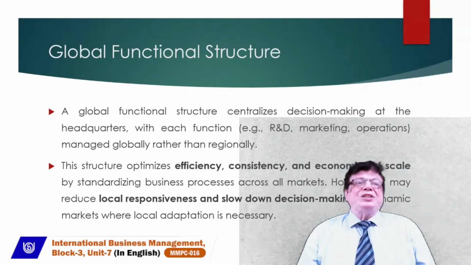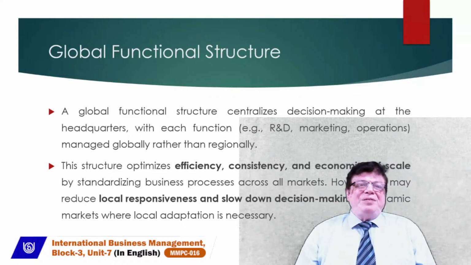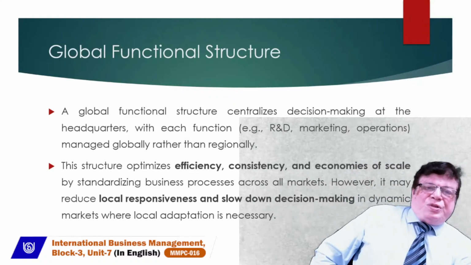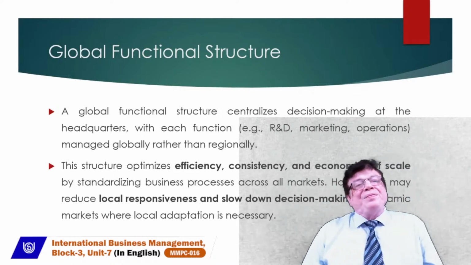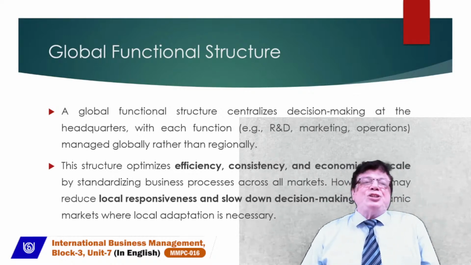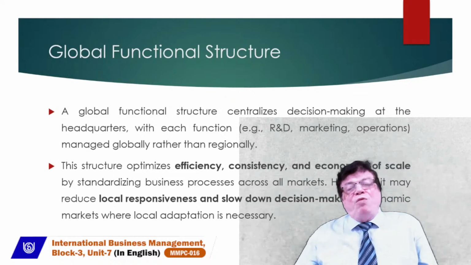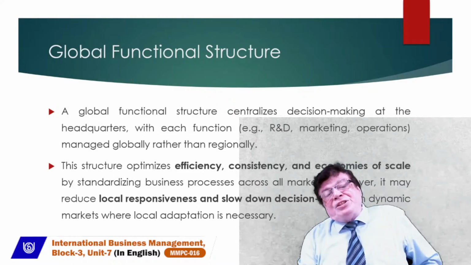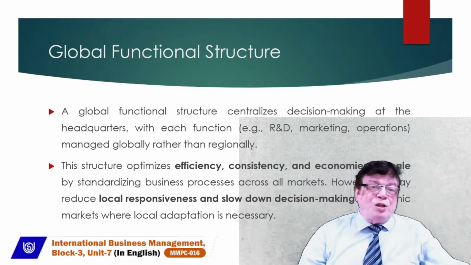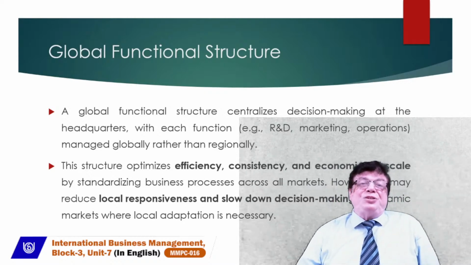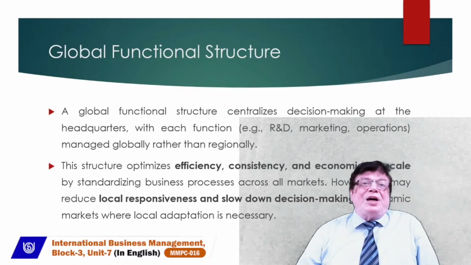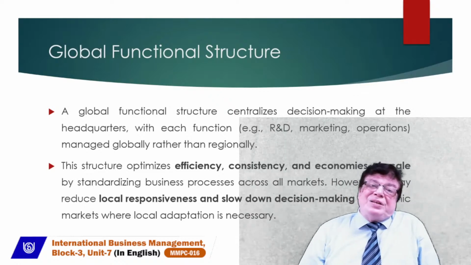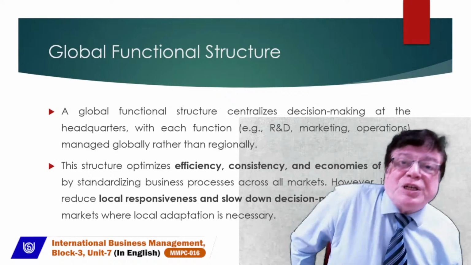So under global functional structure, we see, for example, we take the case of a bank, State Bank of India. It is having branches all over the world. It is having about 10,000 branches in our country. State Bank is a bank with the maximum number of branches in the world. No other bank is having as many branches as State Bank is having.